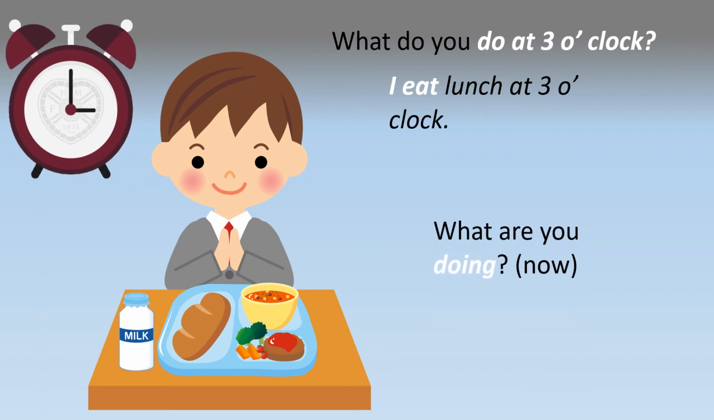What are you doing now? I mean, what are you doing now? So I mean, at this very moment, what are you doing? And when I say doing, I already know that it's a continuous tense. Therefore, I would say, I, the subject, am eating. And eating is the verb there, which is happening right now.